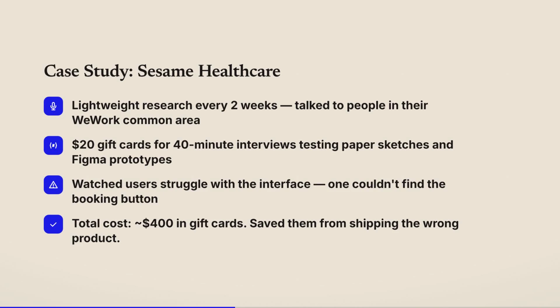They tested paper sketches, screenshots, and Figma prototypes. Anything that could generate feedback before writing code. The result? They watched users struggle with their interface in real time. One user couldn't find the booking button, even though the team thought it was obvious. That single observation led to a redesign that took days instead of months.